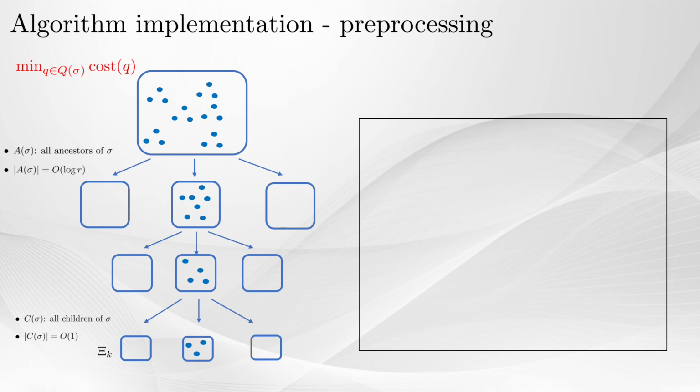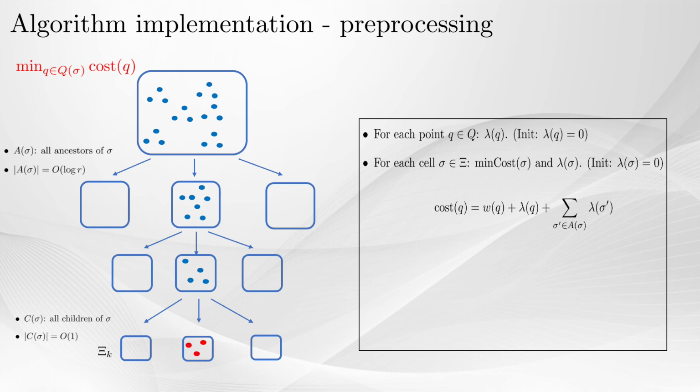Then for each point in Q, we associate a variable lambda Q. And for each cell in C, we associate two variables. The first is a minimal cost sigma, just as we described earlier, and another one is lambda sigma. What we need to emphasize is that all this processing is just for the minimal cost for each sigma.